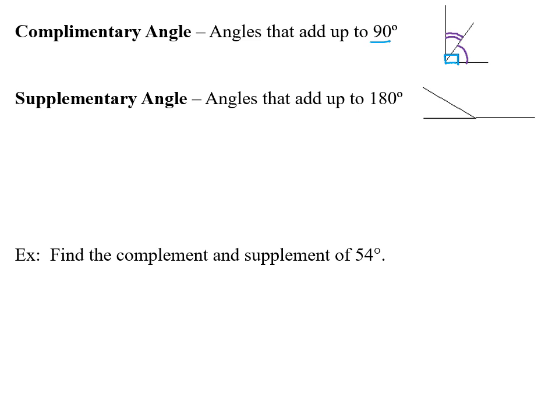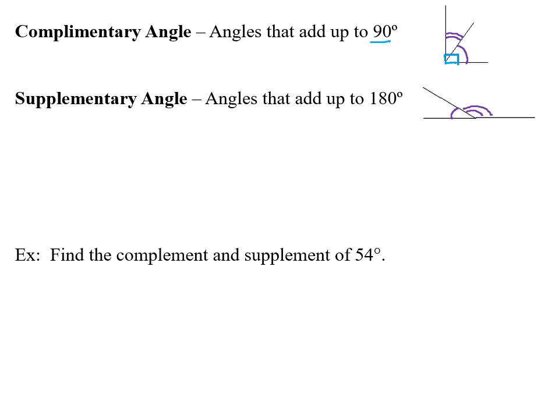Whereas supplementary, you have two angles that add up to 180. You have an angle on this side and an angle on this side, and those two angles make a straight line. That straight line is 180 degrees. So for example, you might have a question like, can you find the complement and the supplement of 54 degrees?